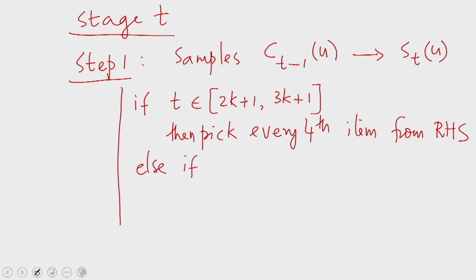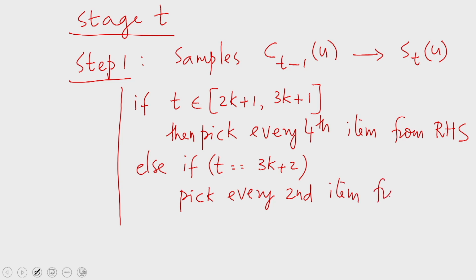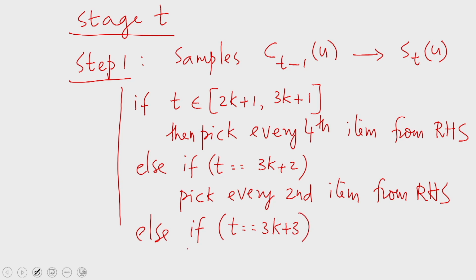Else, if t is 3k plus 2, we pick every second item from the right hand side as a sample, and finally if t equals 3k plus 3, we pick every item as a sample.